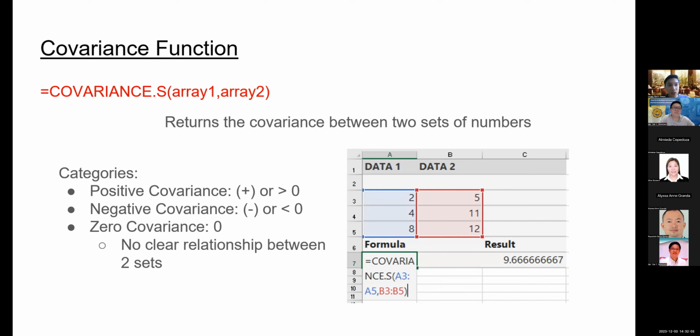This also has three categories. The first would be positive covariance. This happens when the value returned is a positive value or greater than 0. And you also have negative covariance. This happens when the value returned would be negative or less than 0. And we also have the zero covariance. This means that there is no clear relationship between the two sets of data.